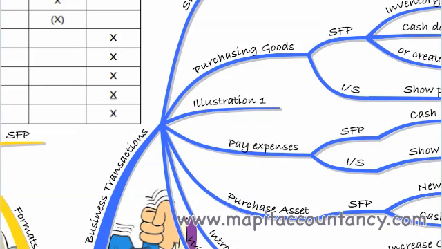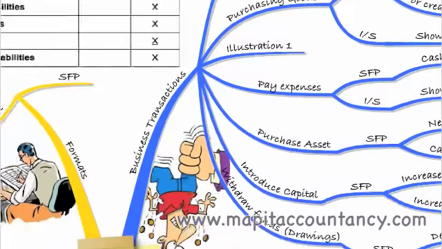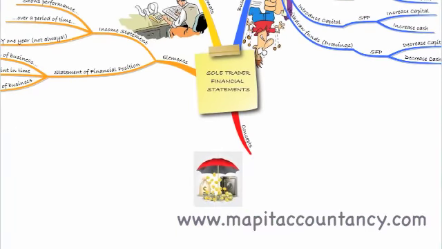So now we understand the effect that business transactions will have on our financial statements. We will go on to look in more detail at how to record those transactions, but we now understand that there are two effects for everything we do, and we need to think about how those statements are affected. The other thing we need to be aware of are accounting concepts.